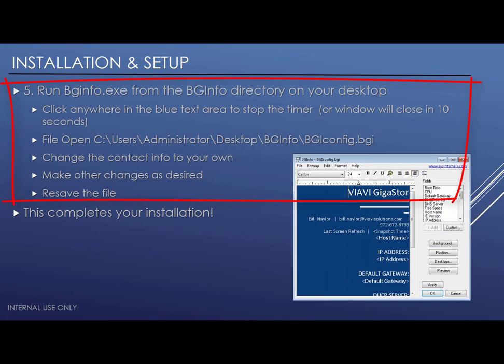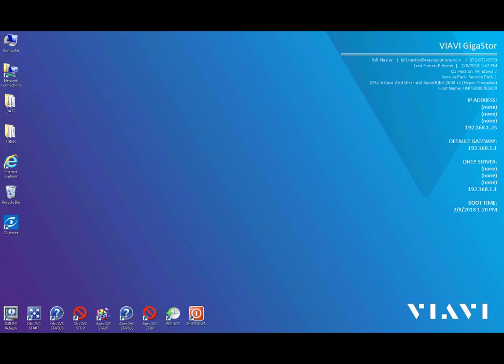Your last step is to run BGInfo from that BGInfo directory on your desktop and click in the blue area that shows the file content. Once you do that, it stops a timer. Then you can make whatever changes you want. And once you file save that, your installation is complete.